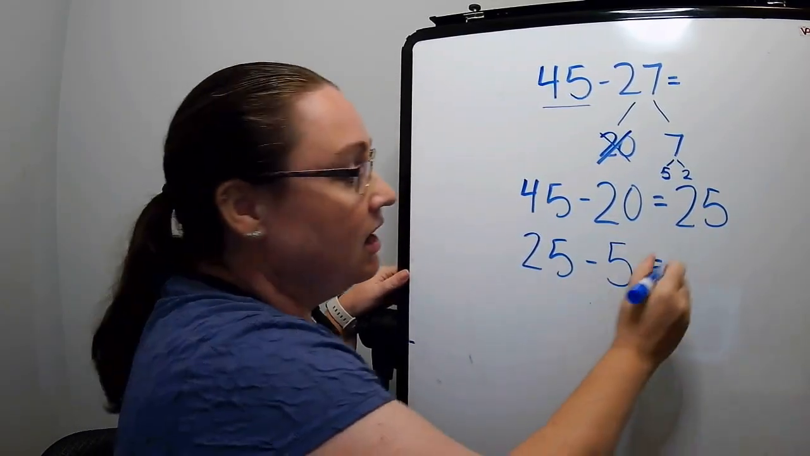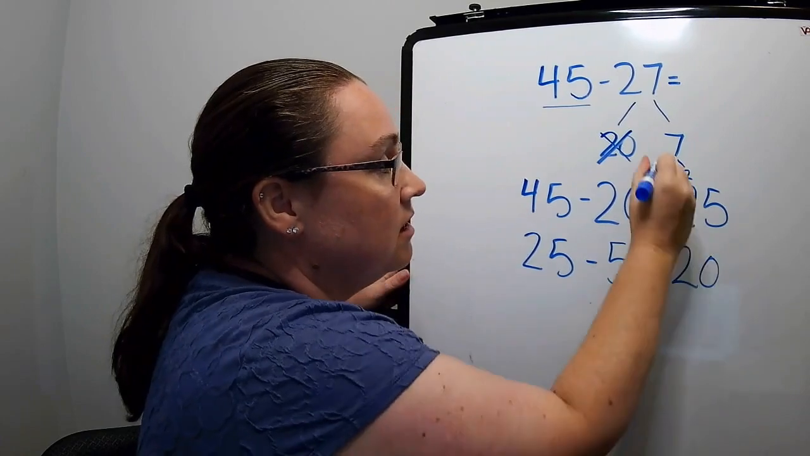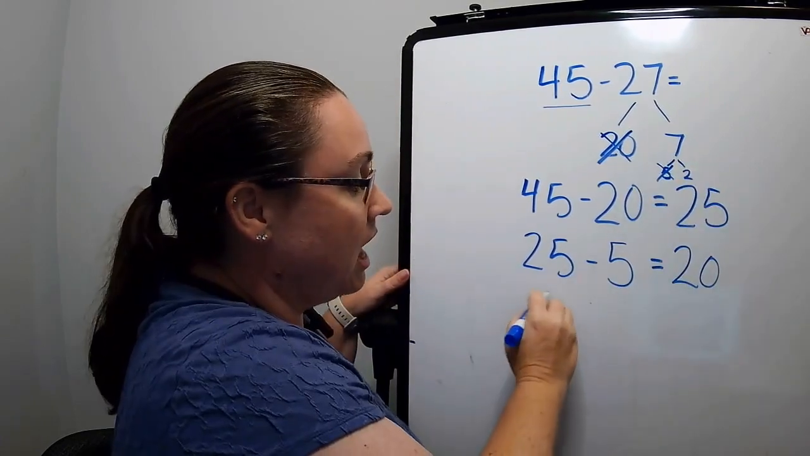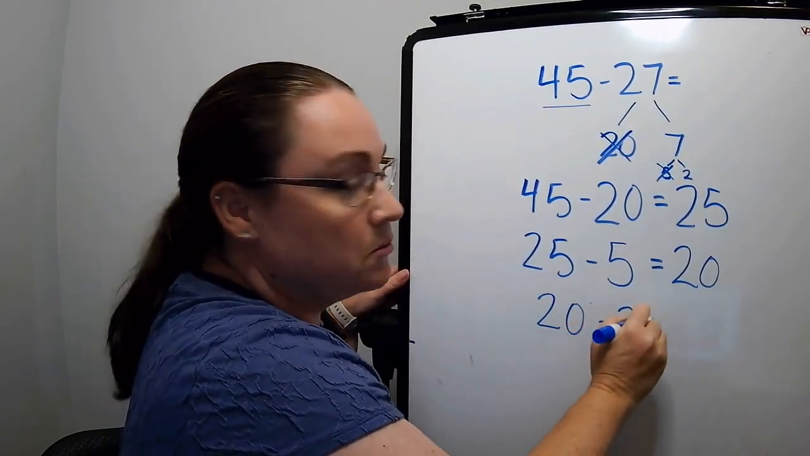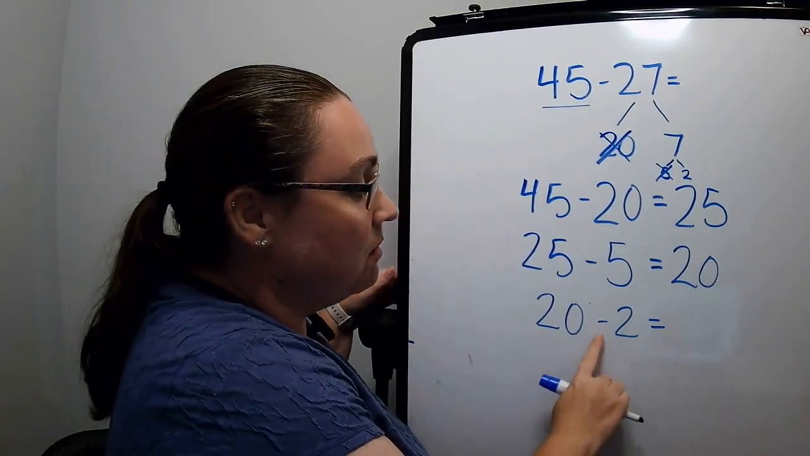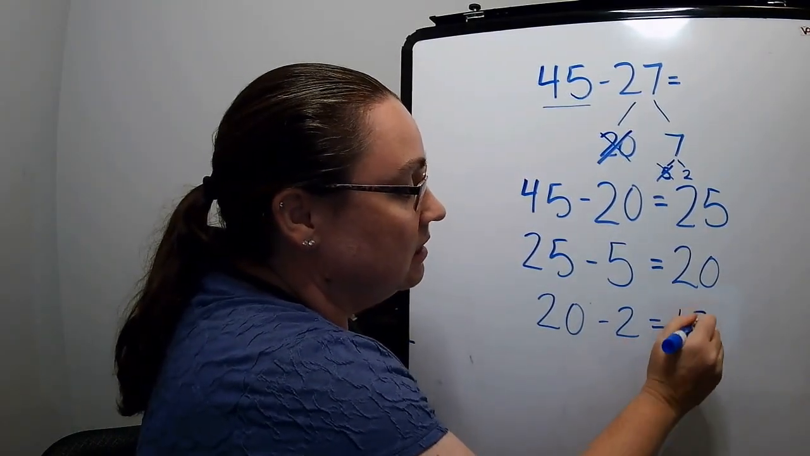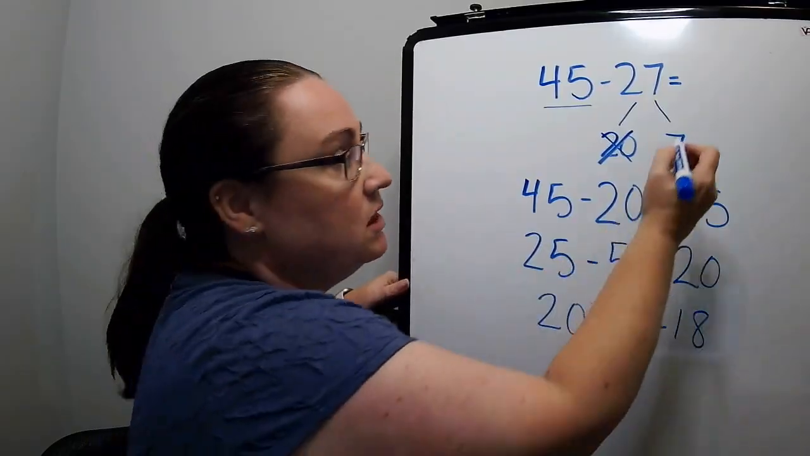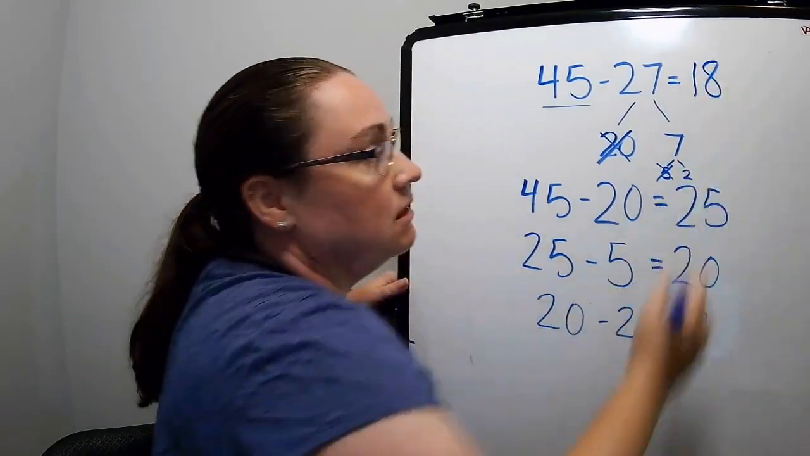25 minus 5 is 20. And now from 20, I can subtract 2. Students can think of they're making 10 facts. 20 minus 2 is 18. 45 minus 27 equals 18.